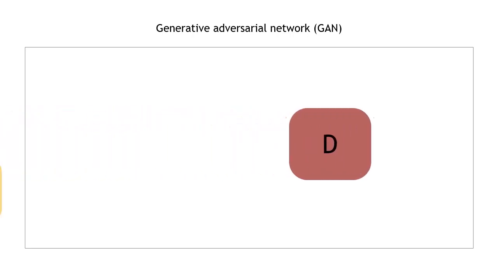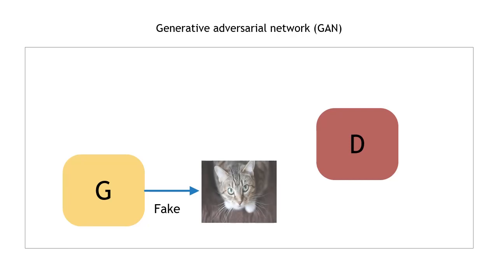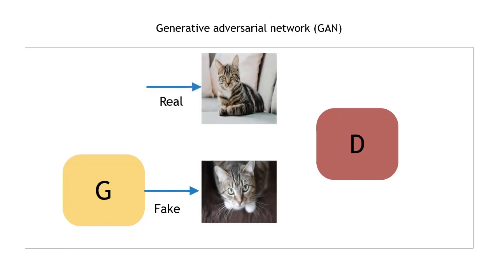The current state-of-the-art approach for generative modeling is the Generative Adversarial Network, or GAN for short. The GAN consists of two neural networks, a discriminator and a generator. The goal of the generator is to learn to generate images like the images from the training dataset, and the goal of the discriminator is to learn to distinguish between real images from the dataset and fake images from the generator. The two networks play an adversarial game where the generator tries to trick the discriminator into thinking its generated samples are real.